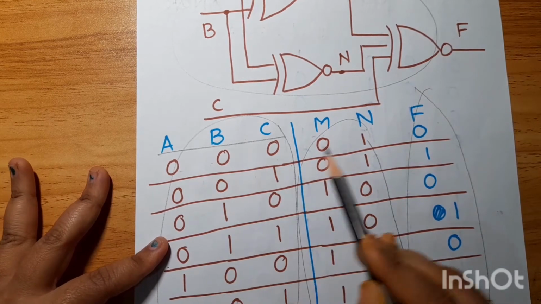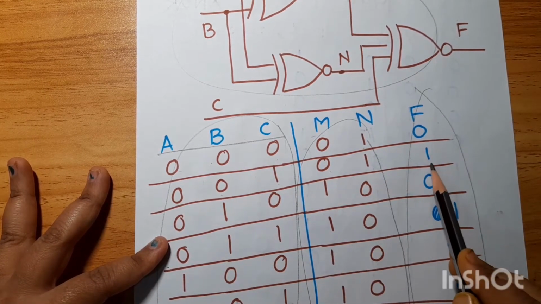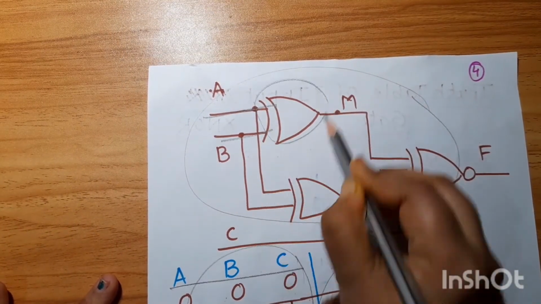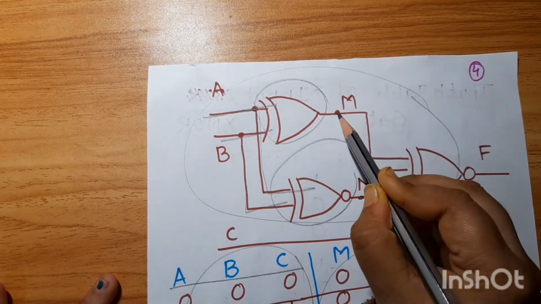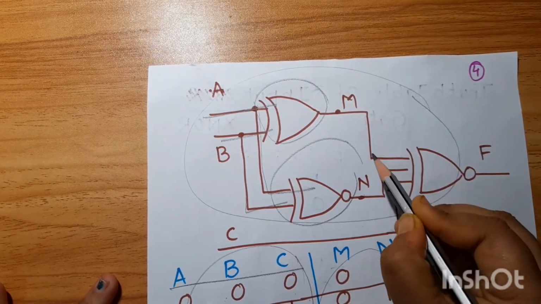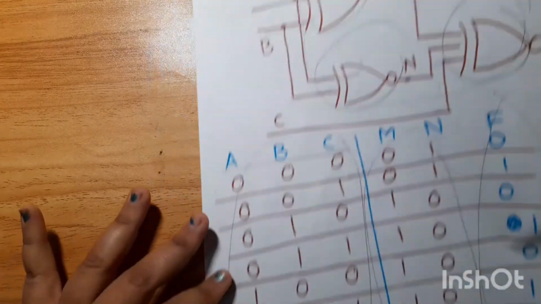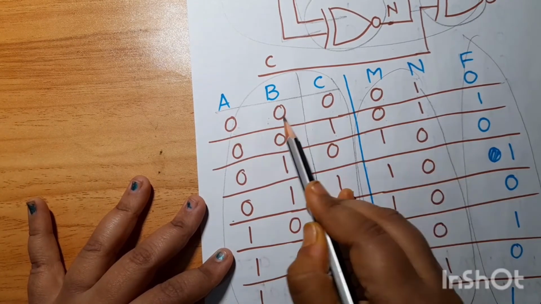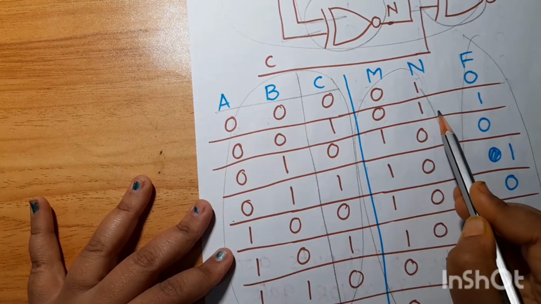A, B are the inputs going to this XOR gate. A, B are the inputs going to this XNOR gate also. And M, N and C are going to this 3 input XNOR gate. So, we are evaluating 0, 0, 0, 0, 0, 1.